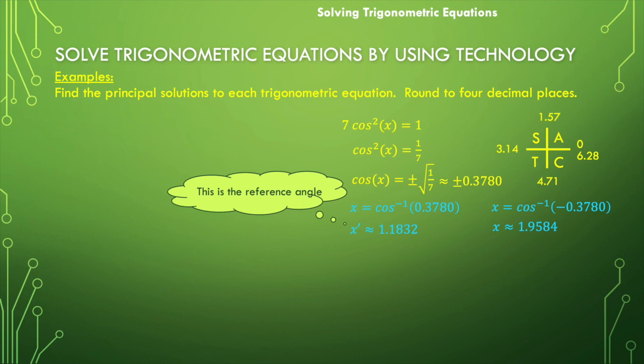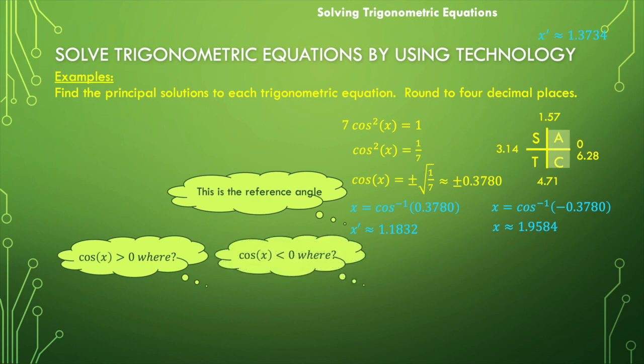All right, so now let's look at that CAST diagram. Great. And let's think to ourselves, self, cosine positive. That's going to be on the right-hand side. Self, where's cosine negative? That's going to be on the left-hand side. So self, where are we going to find solutions? In this case, we're going to find solutions in all 4 quadrants. Let's focus on the positive stuff first. So thinking about the right-hand side of the axis, we have our value from the first quadrant. We're going to need a value from the 4th quadrant.